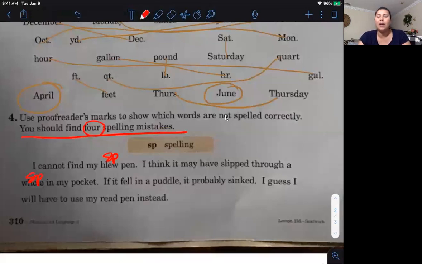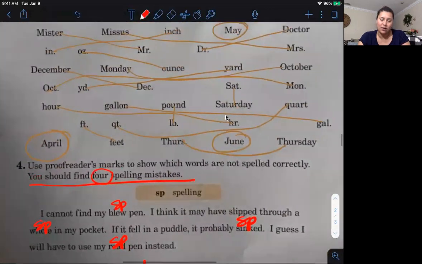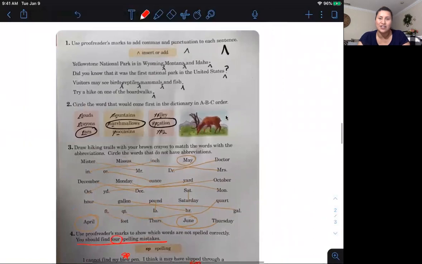If it fell in a puddle, it probably sinked. That's not the right way to say that. Sinked, it probably sank, right? Because it already happened. I guess I'll have to use my red pen instead. Are we talking about like reading something? It's red, like the color that I'm using. Very good. Oh, there's no more. That's it. We just finished.